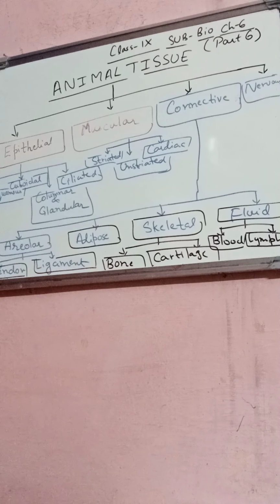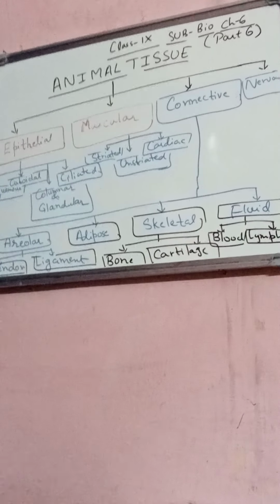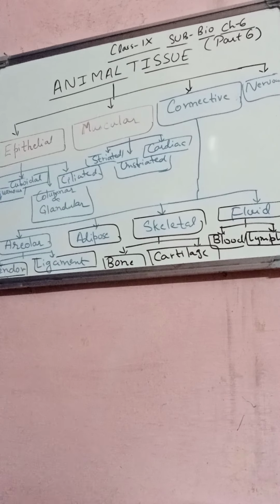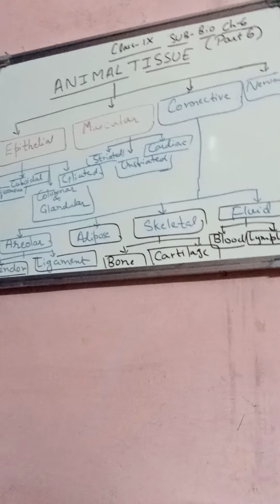Now let's start the first type, that is the epithelial tissue, right? Like plant tissue, animal tissue can be classified, and the flowchart I have made here. This flowchart you can make in your bio copy. So students, let's start with the epithelial tissue.